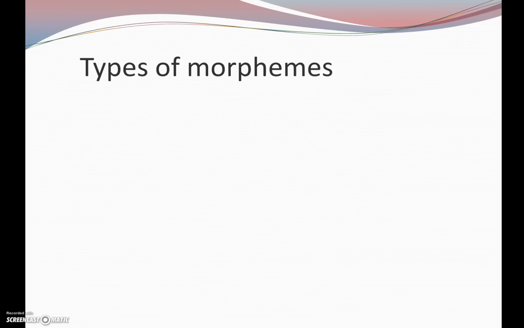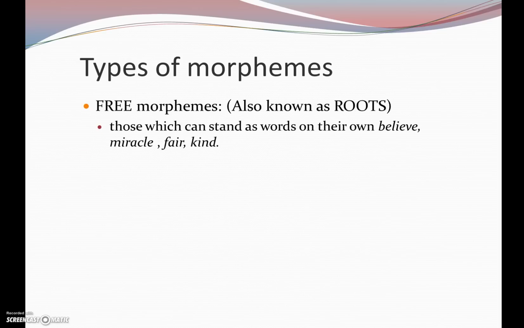Now, when we're talking about morphemes, it can be helpful to talk about the different types of morphemes. We're going to look at a couple of different ways of grouping morphemes into different categories. The first one is free morphemes. We also call these roots. For instance, book, that's an example of a free morpheme because it's a morpheme that can function as a word on its own, okay, without adding anything to it.